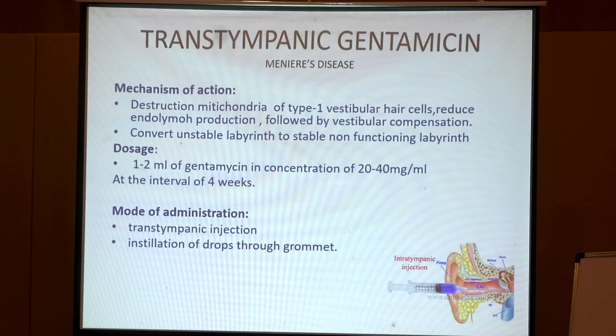Transtympanic gentamicin is another remedy we use in Meniere's patients who do not respond to oral medication. It is given as a transtympanic injection: 1 to 2 ml of gentamicin in a concentration of 20 to 40 mg per ml, given at an interval of 4 weeks.